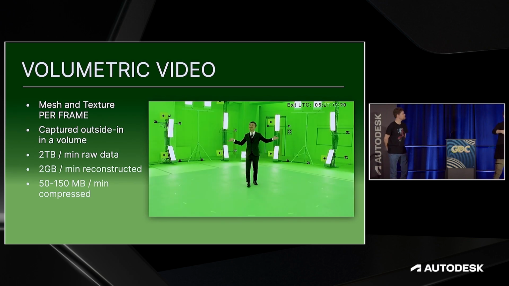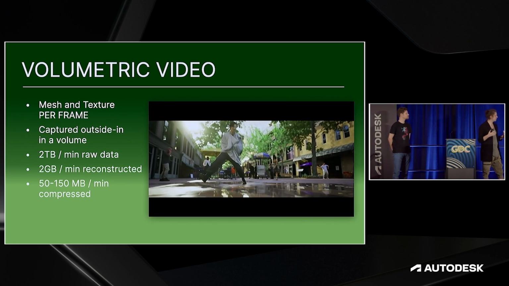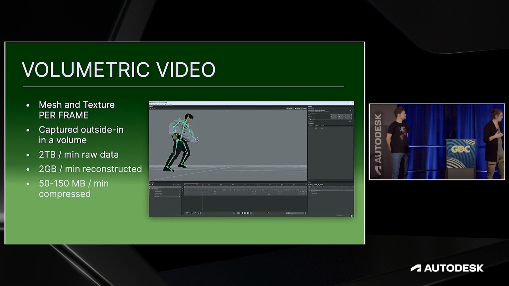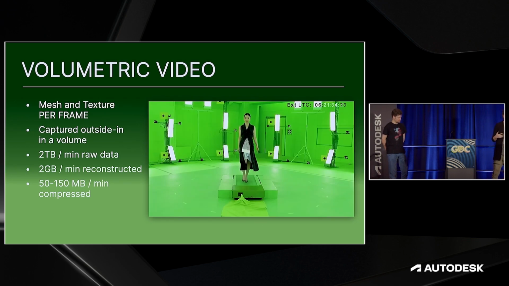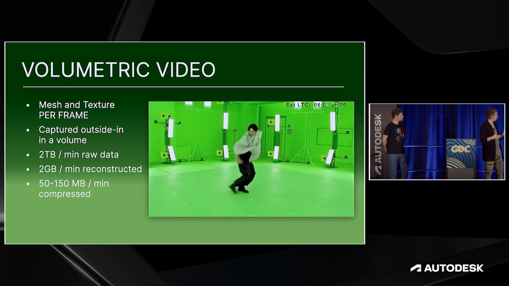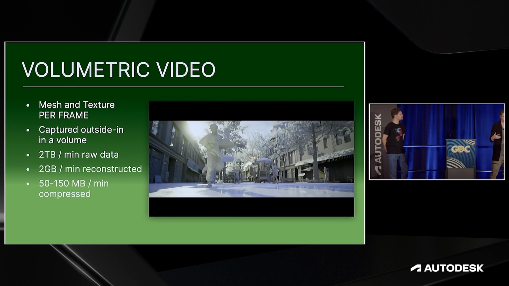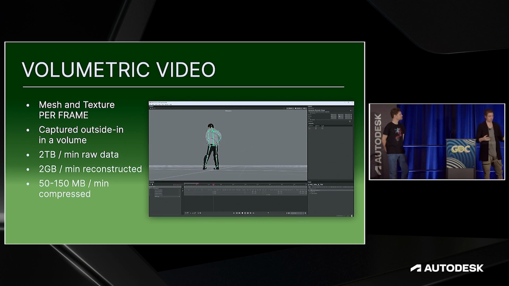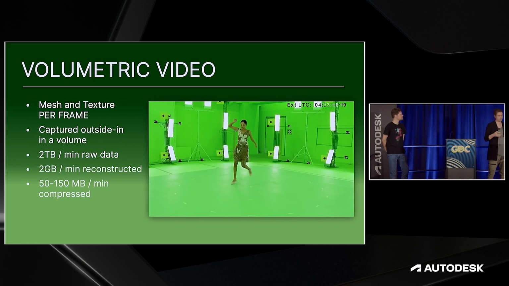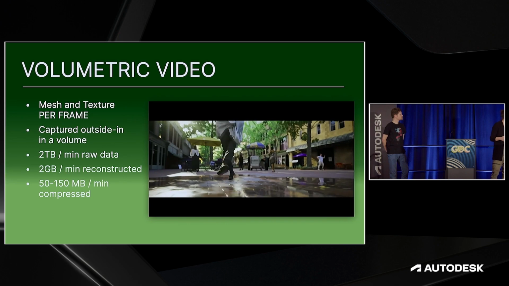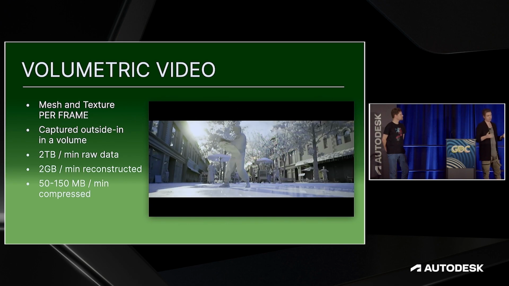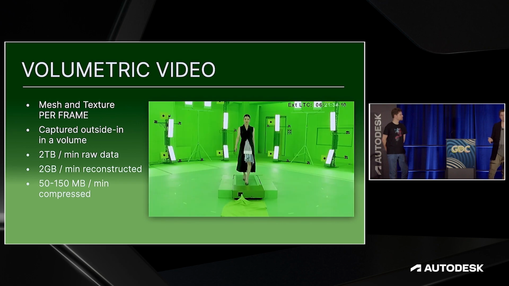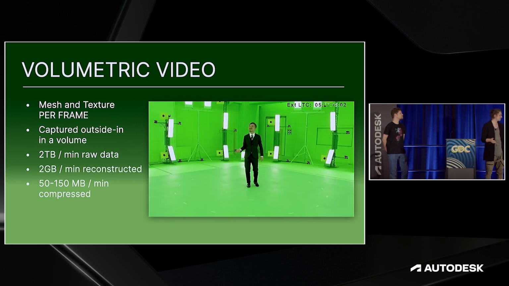That data is all flowing through to compute, and when it's coming into compute, it's about 2 terabytes of data per minute of footage. This is a huge, massive amount of data. And then it's reconstructed into a 3D model and a texture that's wrapped around that 3D model. And there's one of those for every frame of the data. That reconstructed data will end up being about 2 gigabytes per minute.